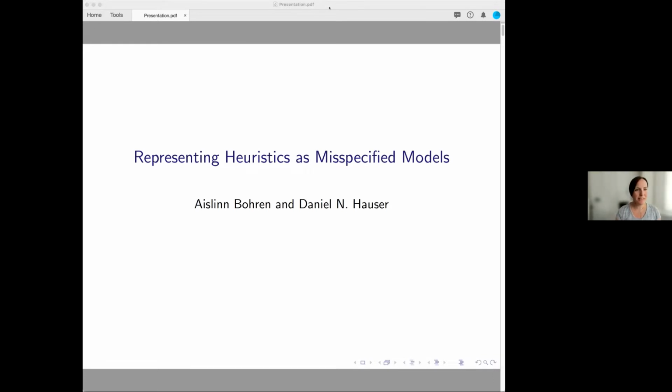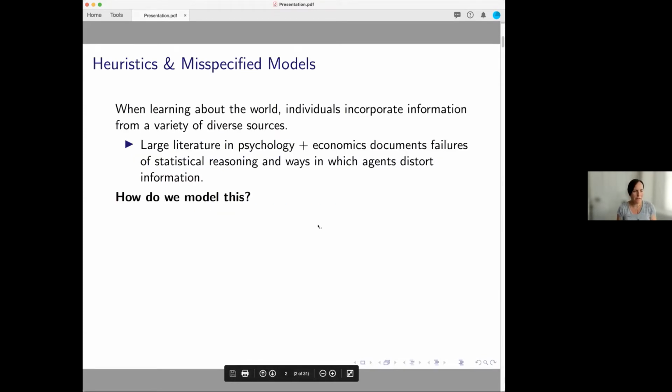Excellent. So this is joint work with Daniel Hauser, and I'm going to give an overview talk to motivate the topic and try to highlight most of the results through the lens of a couple of examples, since I only have 25 minutes and therefore it's not quite enough time to get into all of the technical details. If you have any questions, happy to chat more about it after as well.